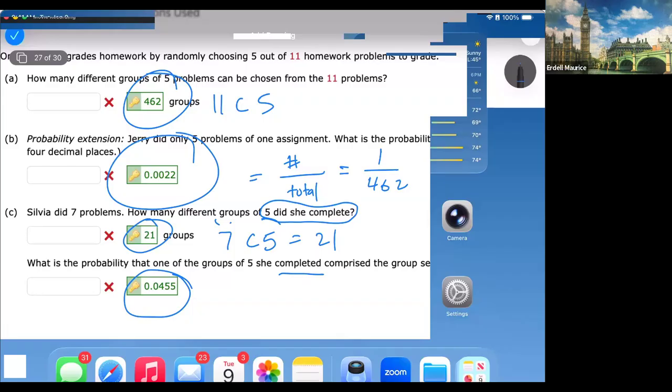Is that there? And the correct answer is, again, I am finding a probability. The total number of possibilities are 462, and she did 21 of them. So 21 divided by 462 will give us the 0.04. Technically, it's 0.0454, but it rounds to 0.0455. Questions there? Comments, queries, concerns?